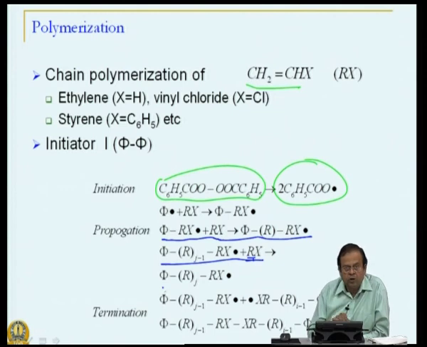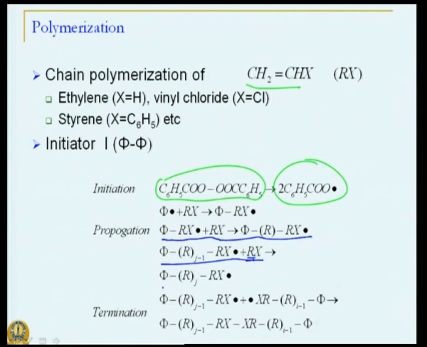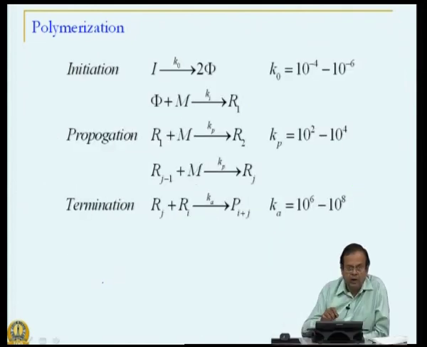So, these are all propagation reactions, and then we have the termination reaction, phi Rj minus 1 x combining with another radical, having i monomeric units and j monomeric units combined to give a polymer with i plus j monomeric units. Okay. Now, the kinetics of this, we will write it in terms of a reaction scheme.